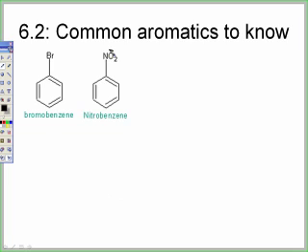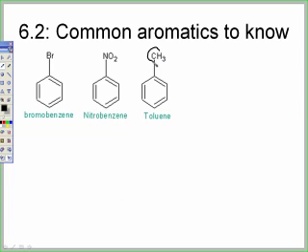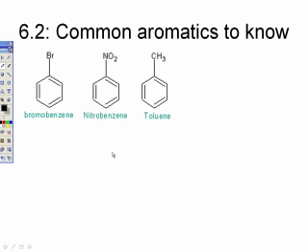The nitro group is this NO2 group right here, nitro. We have toluene. Toluene is when I have a methyl substituent. It gets the common name toluene. Phenol, with a hydroxyl group.